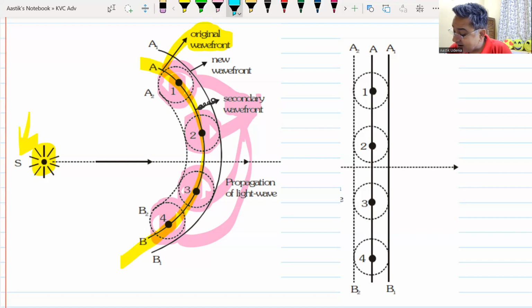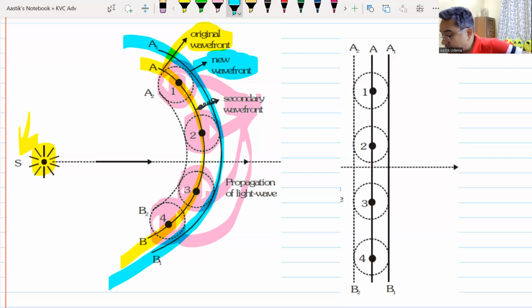If I take the tangent, or the envelope, of all these secondary wavefronts, we will get the blue wavefront, which is the new position of the next wavefront. Do we understand this? Yes, sir. Similarly, if I take the backward envelope, the green one, it will tell us the last wavefront before the original one. Do we understand this? Yes, sir.